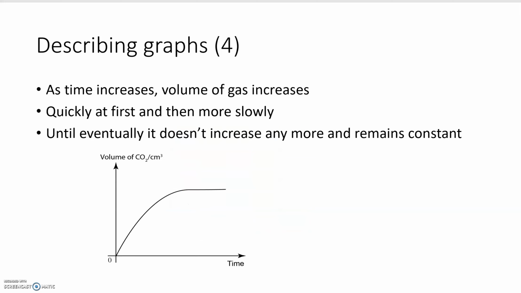And finally, as time increases, the volume also increases. So with this graph you need to break it into two, because you can see here something different starts to happen. So you can talk about two halves of the graph. At the start is a quick reaction, so it moves much faster. Eventually, the reaction stops, or the reactants have been used up. Then you get a plateau, a flat line.